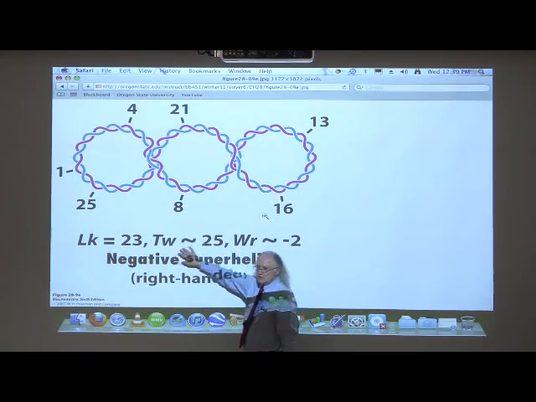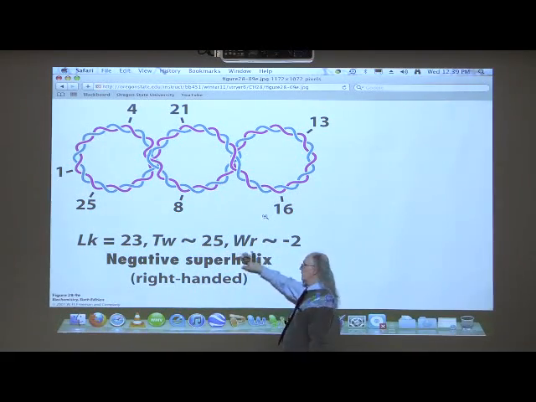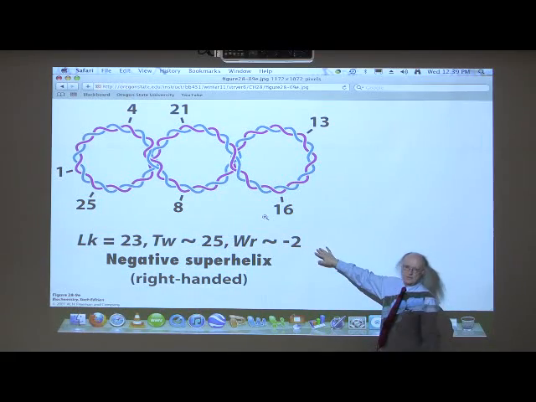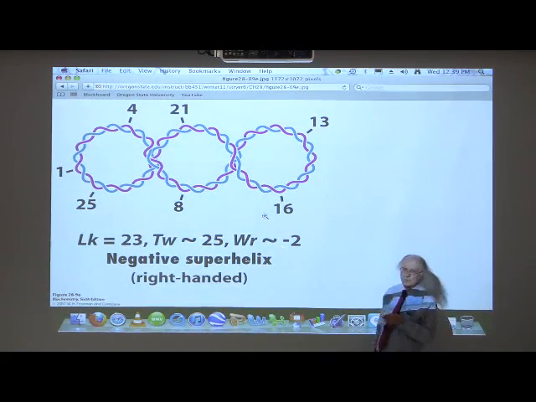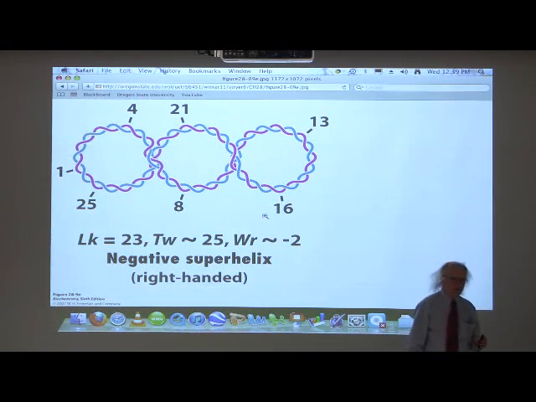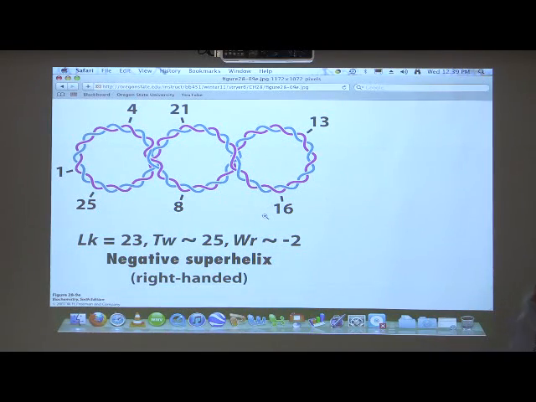So it twists 2 more times. In order to twist 2 more times, it's got to writhe in the opposite direction 2 more times. So that linking number equals twists plus writhe. Okay? So linking number, once we've closed the circle, does not change. Linking number is fixed at that point. Once we have done that, the circle is closed.